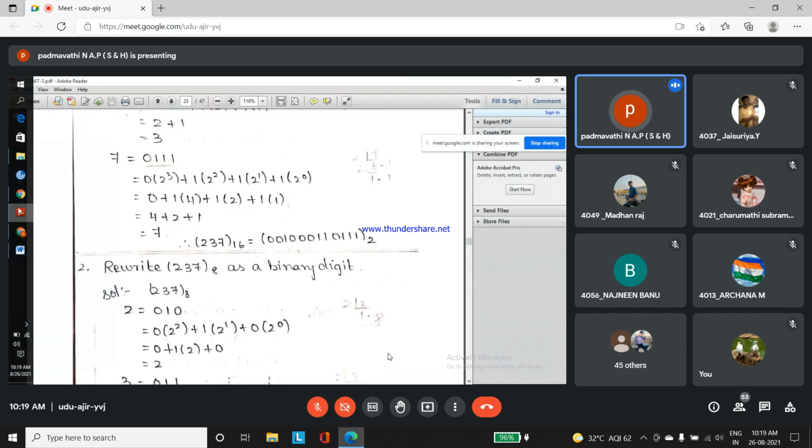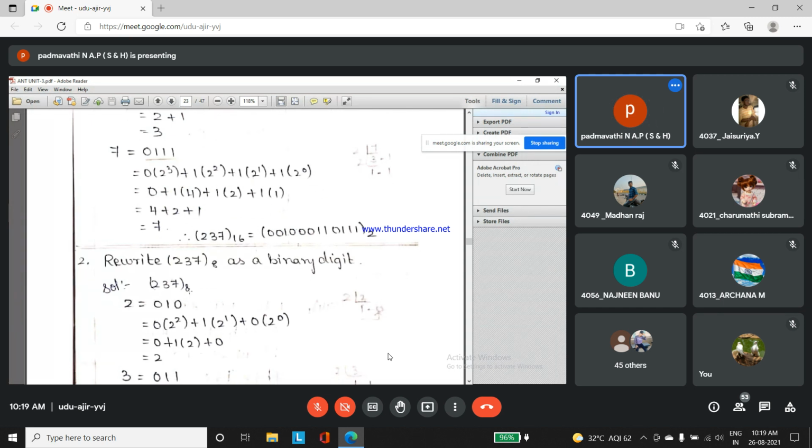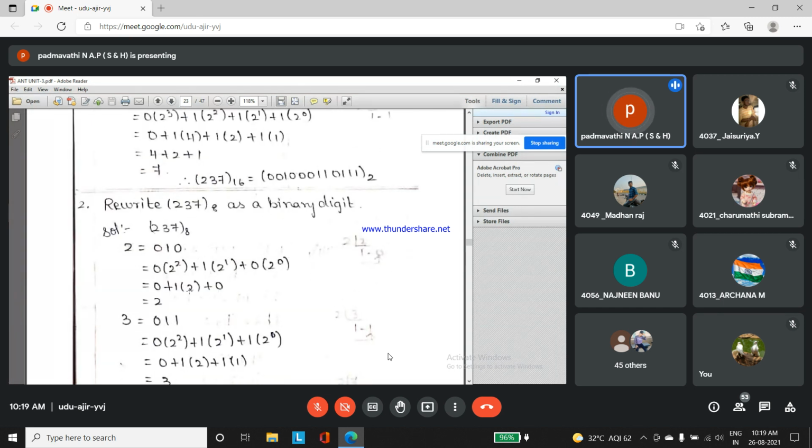The next question, next example. Now rewrite 237 base 8 as a binary number. Okay, now the given number is octal or hexadecimal? Octal. The base is 8. So the given number is octal.